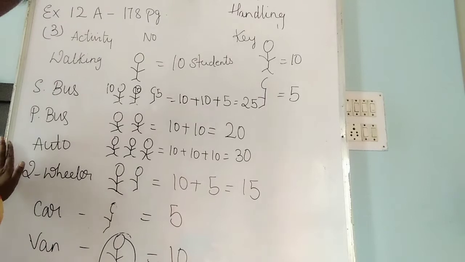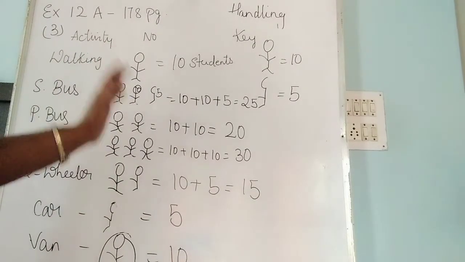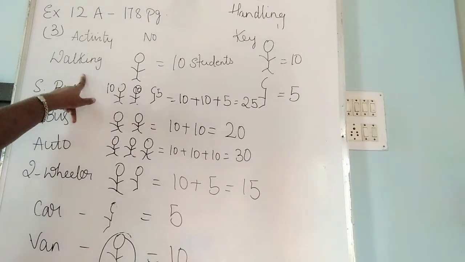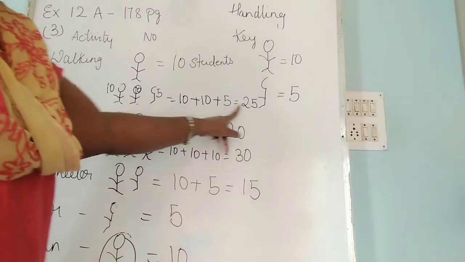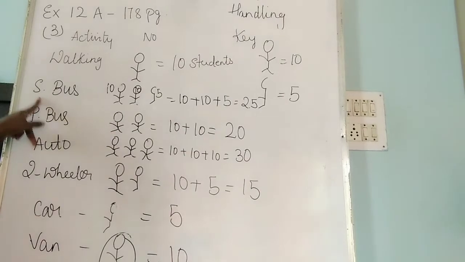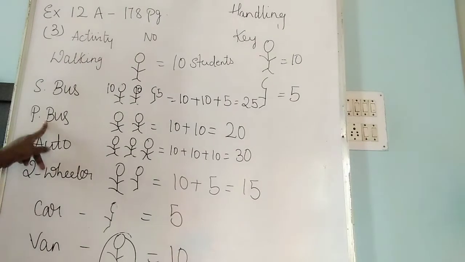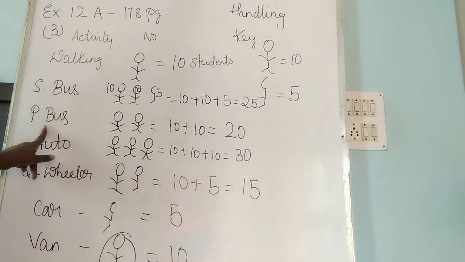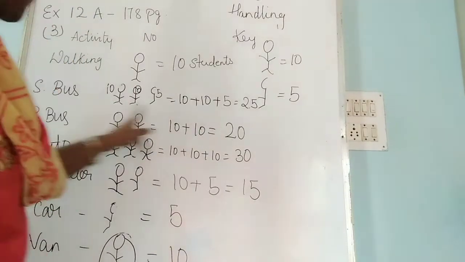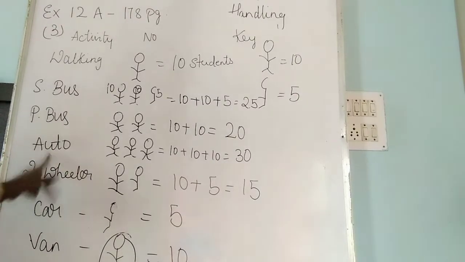How many students come using each mode of transport. So your final answer is 10 students come through walking. They come to the school through walking. Then 25 students come through school bus. 20 students come through private bus. 30 students come through auto.